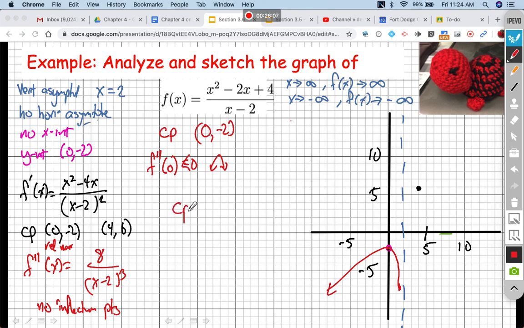When I look at my critical point at 4, 6, I look at the second derivative at 4. Again, 4 minus 2 is a positive 2. 2 cubed, that's going to be 8 over 8, which is 1. That's going to be greater than 0. That's going to be concave up. So that's a relative min. So again, this has to be a lowest point, so this is going to go up. So it must go up to the asymptote, and this must kind of keep going like that. And there is our graph.